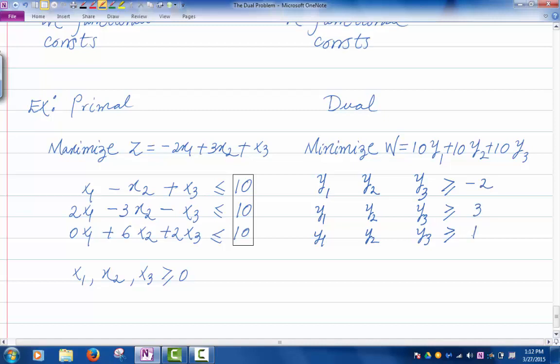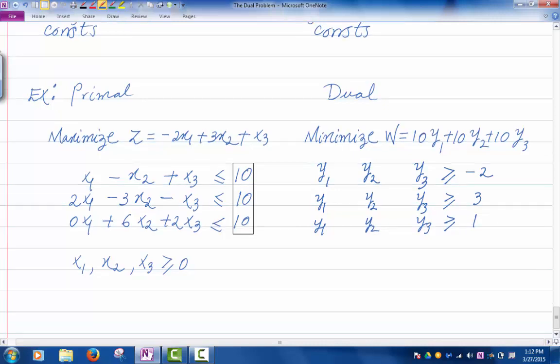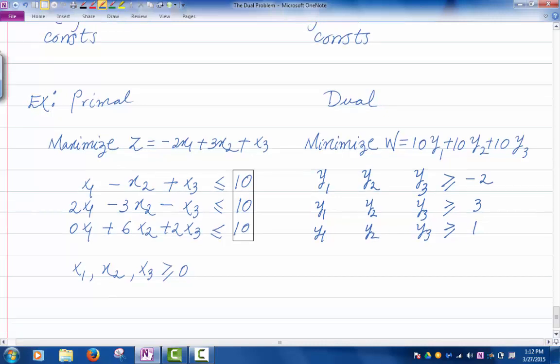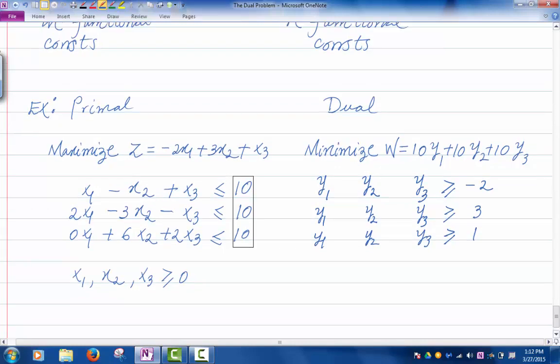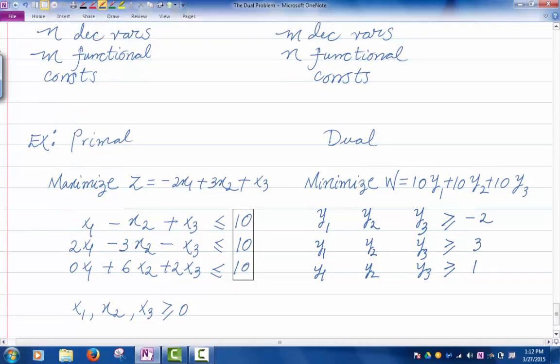And then what are the coefficients? How do I know what are the coefficients? Remember, if the coefficient matrix for the primal is A, then the coefficient matrix for the dual is A transpose, right? What is the relationship between A and A transpose? The columns of A are the rows of A transpose, right? The columns of A are rows of A transpose. So what does it tell you?